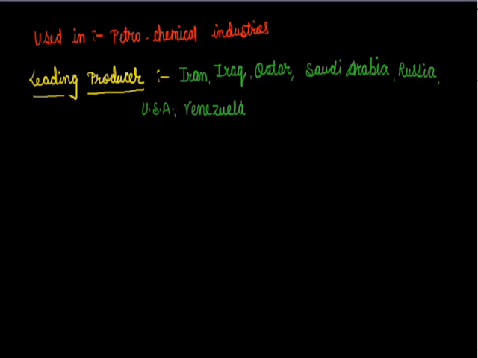In India, we can find stocks of petroleum in Digboi, which is situated in Assam, Bombay High, and the deltas of the Krishna and Godavari rivers. Now we will see the advantages and disadvantages of petrol. The very first is that it is easy to transport.